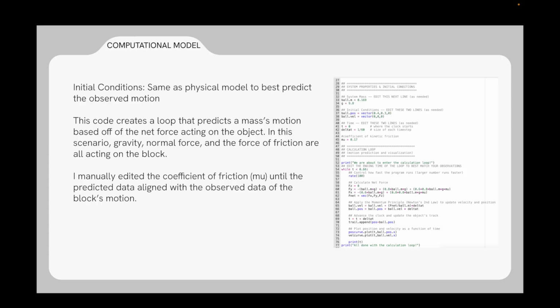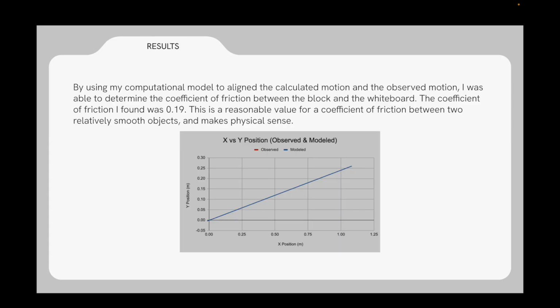You can see in the code how I have to add the different forces acting on the block together to create the net force, which then determines the velocity update and position update formulas. So what are the results? By using my computational model and aligning that data with the calculated observed data, I was able to determine the coefficient of friction between the block and the whiteboard. The coefficient of friction I found was 0.19, as stated before.